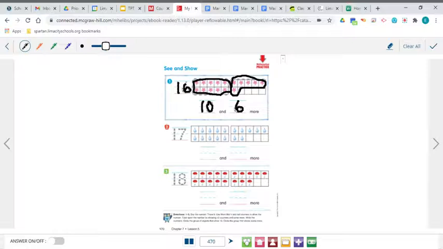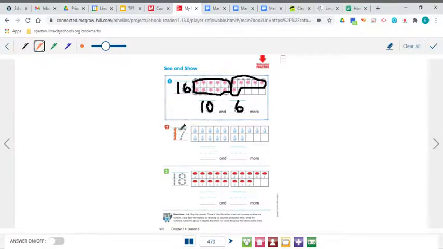Now, when I tell you that you have to circle those numbers, when it comes time to take the chapter test, it's going to ask you to do something like that to be able to identify the 10 and then the however many more, like the 6 more. So when you're doing that, make sure not to skip that step. So let's try again with number 2.